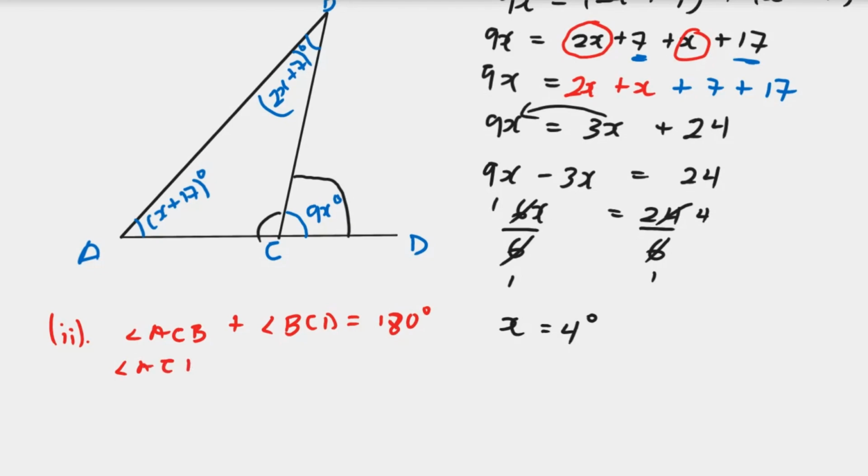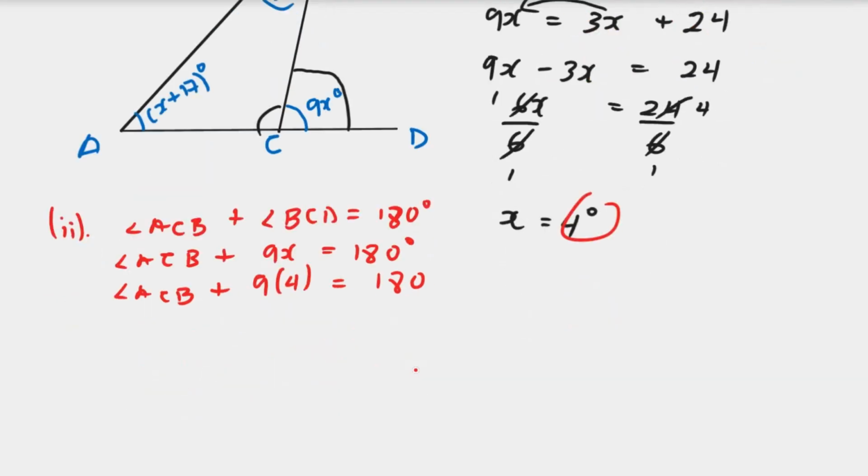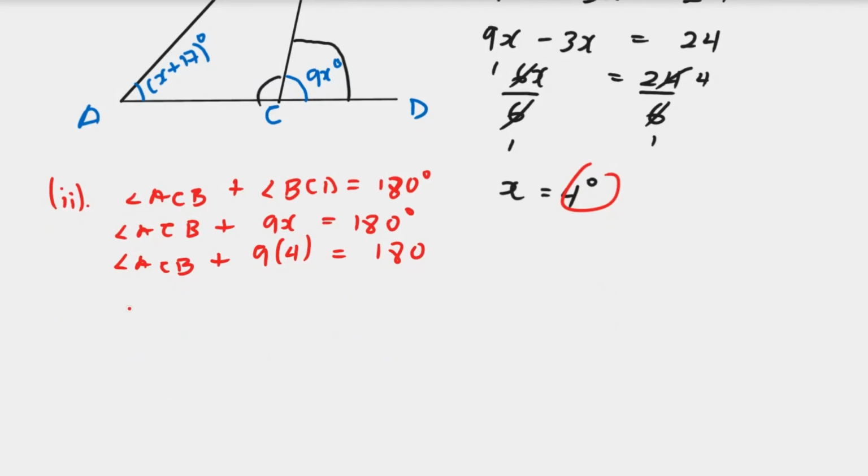Angle ACB is what we are looking for. Angle BCD is 9x, is equal to 180 degrees. Angle ACB plus, that x is equal to 4. So you can just do substitution here. So that's going to be 9 times 4 equal to 180. So angle ACB plus 9 times 4, that's going to be 36, right? So you have 36 equal to 180.